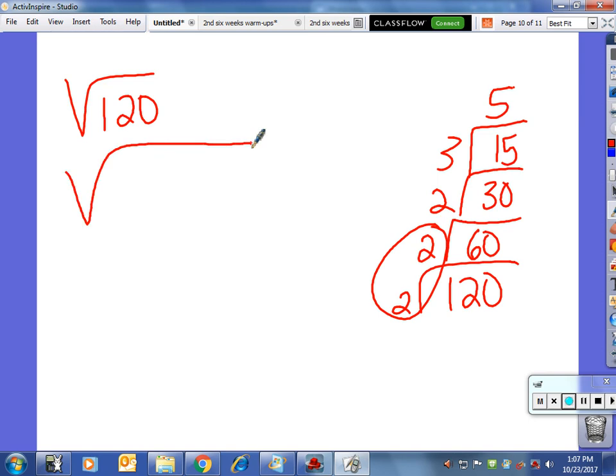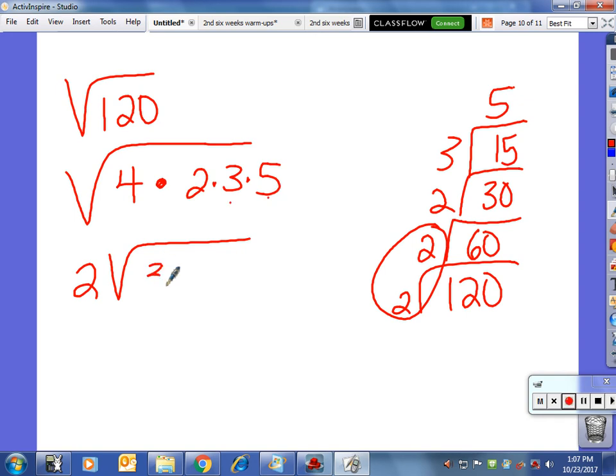Were there any other perfect squares in there? No. So 120 is the same thing as 4 times 2 times 3 times 5. Well, the only lucky factor in there, the only perfect square factor was a 4. It's the only one that gets to come out. When it comes out, what does it come out as? 2. Now, anything that was left inside, you multiply it back. So what's still inside? Which is what? 30. 2 times 3 is 6, and 6 times 5 is 30. That's my final answer.